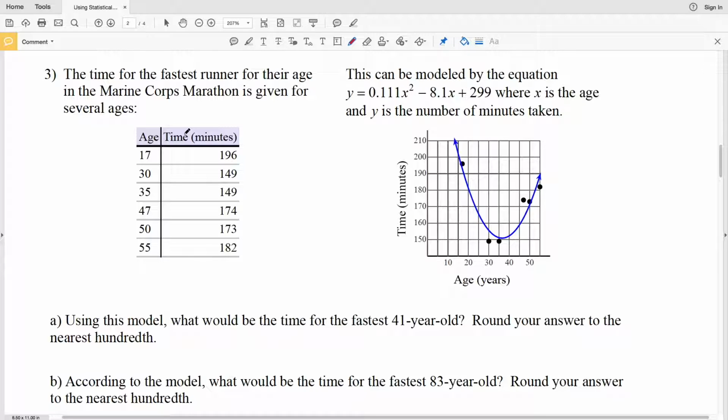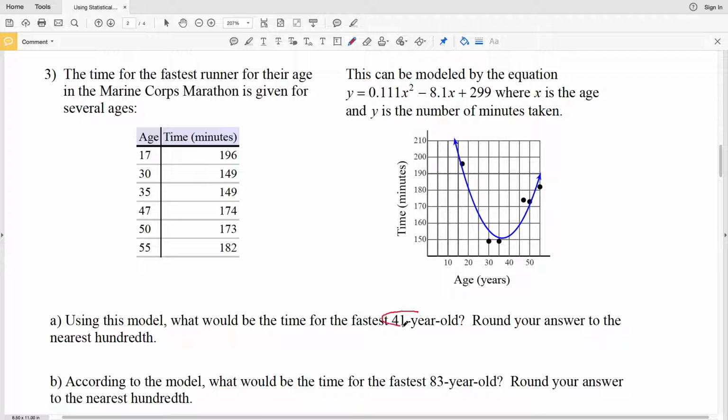So in number 3, we have the time for the fastest runner for their age in the Marine Corps Marathon, and it's given for several ages below. Now this can be modeled by the equation y equals 0.111x squared minus 8.1x plus 299, where x represents the age and y represents the time in minutes. So number A says, using this model, what would be the time for the fastest 41-year-old? Round our answer to the nearest hundredth.